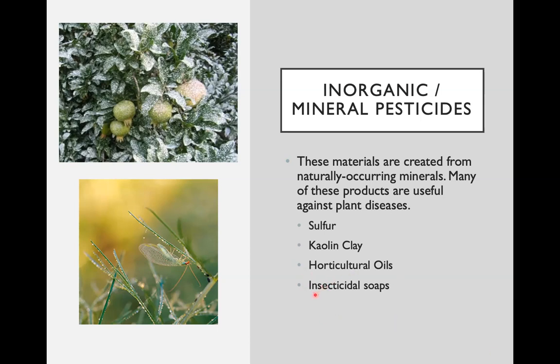Horticultural oils and insecticidal soaps. These are kind of interesting products. They tend to have a smothering effect on pests. They basically coat the plant material and coat the pests, like this lacewing here, which is actually a natural enemy. So we don't want to be using them a whole lot because they have effects on beneficial organisms.